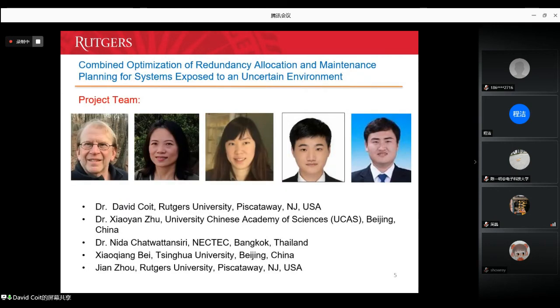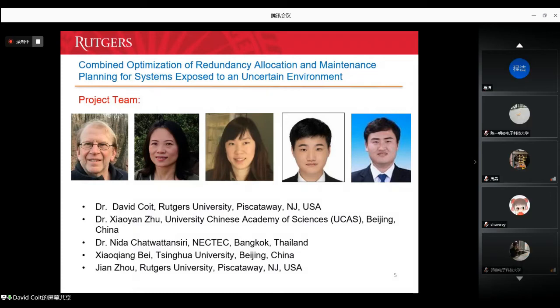Now, for today's talk, these are the people who have mostly worked on this. This work started with the woman in the middle, who is now Dr. Nida Chatwattanasiri. One thing about being an engineering professor in America, and I know I don't say any of the names right, is that you learn to say names in many different languages. Nida is from Thailand, and right now she's a researcher. So it started with her.